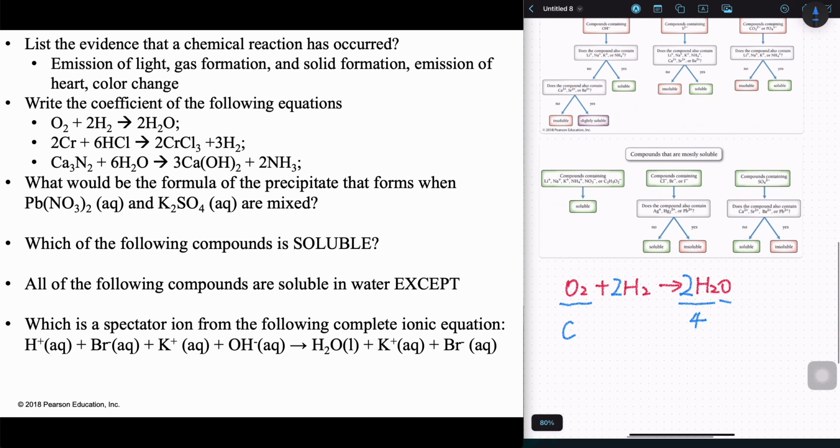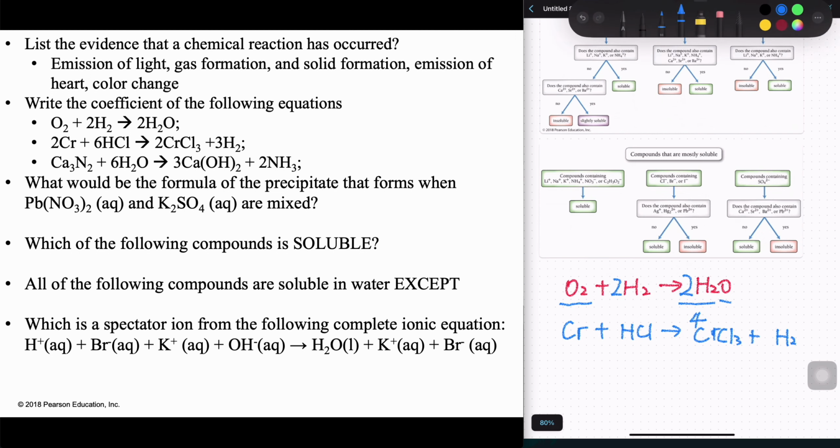Second one, the skeleton equation is chromium react with HCl will give us a chromium chloride and some hydrogen gas. So in this case, if we want to balance it, first we just check chlorine. Okay, chlorine on the left side there are 1, but on the right side there are 3. So we give it a 3 here. And now the chlorine is balanced. What about the hydrogen? Hydrogen now on the left side we have 3, but on the right side we have 2. So how do we balance this? We give it 1.5. Okay, we give it 1.5.